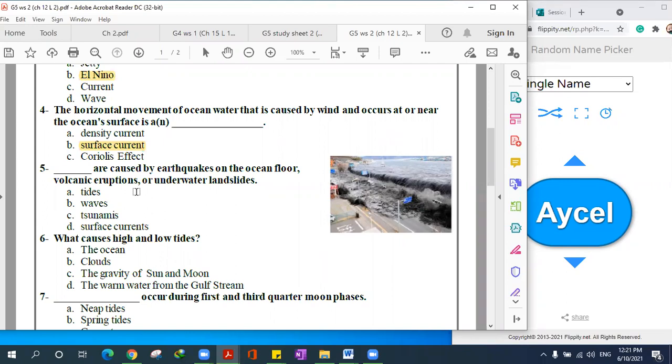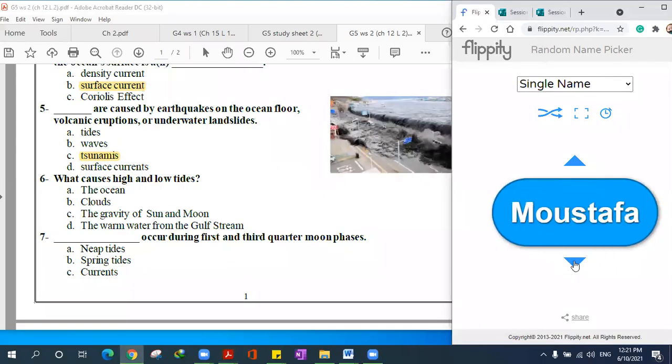Tsunami, yes. Well done. Because of all these dangerous things. Underwater landslides means that tectonic plates are moving. Volcanic eruptions and earthquakes, all of those are causing tsunami. Well done.